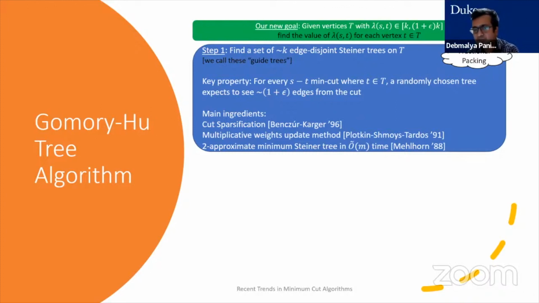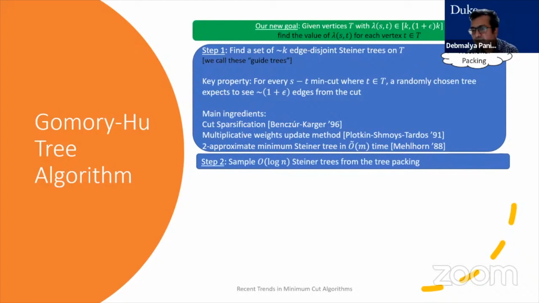How do we come up with these trees? Well, this requires some work. We use a bunch of techniques. We first do sparsification. We then use something called the multiplicative weights update method, which many of you might be familiar with. The multiplicative weights update requires a gadget. For this gadget problem, we need to use a Steiner tree algorithm. We use a fast algorithm due to Kurt-Malone. But the bottom line is that we pack a bunch of trees with the property that if I choose a random tree, I don't expect my min cuts to have too many edges in that tree, just about 1 plus epsilon edges.